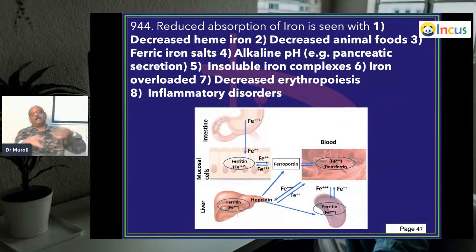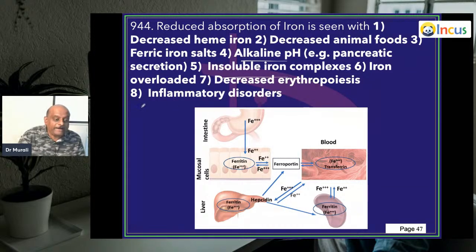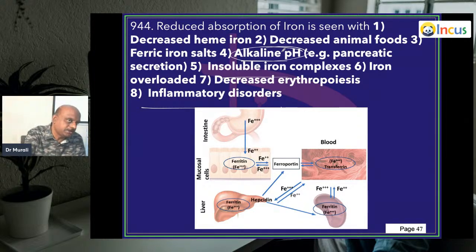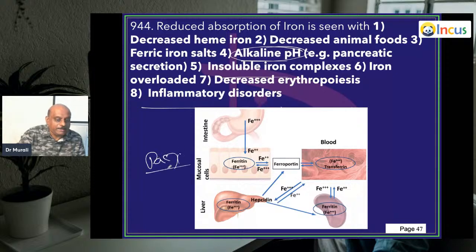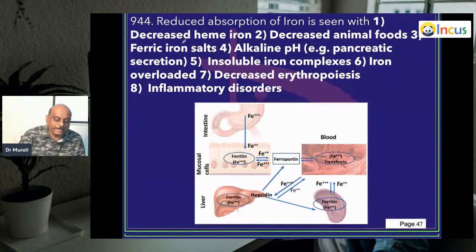So where do you see the opposite? Reduced absorption: alkaline pH, insoluble iron complexes, inflammatory disorders, right? And what leads to alkaline pH? Pancreatic secretions are all alkaline, right? Any decreased heme iron, that is you are eating vegetable iron.